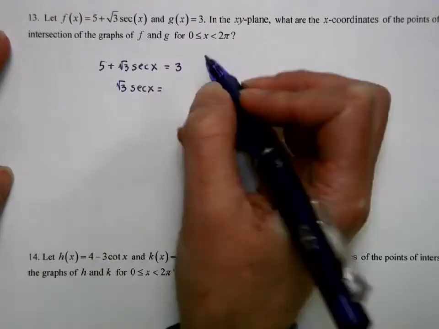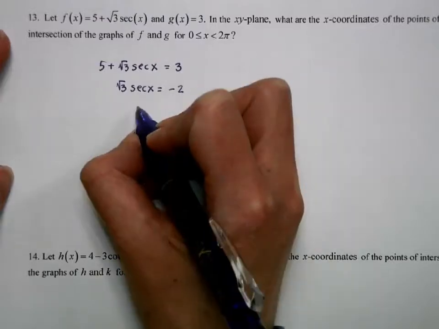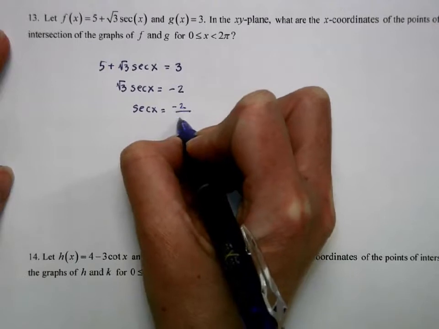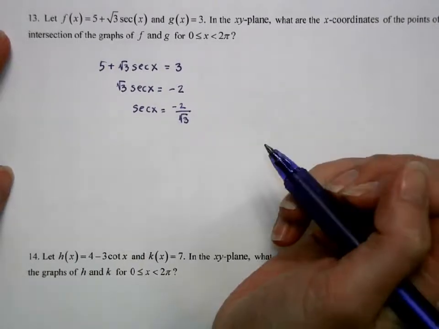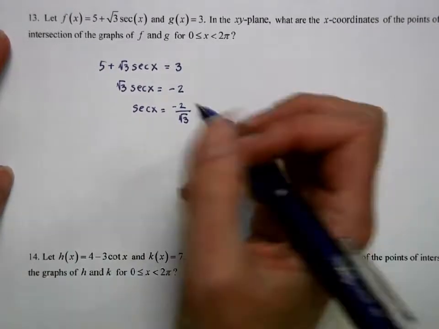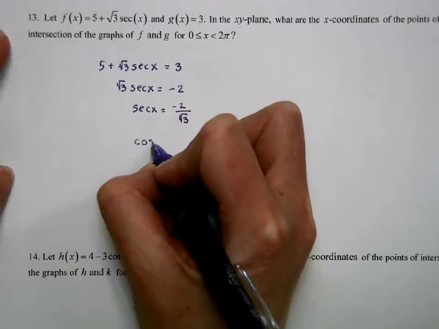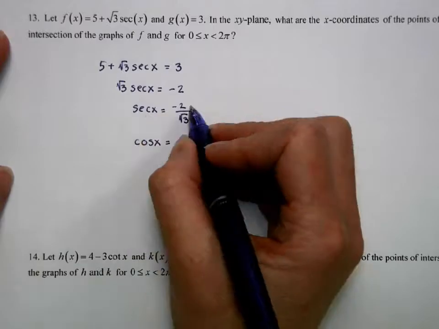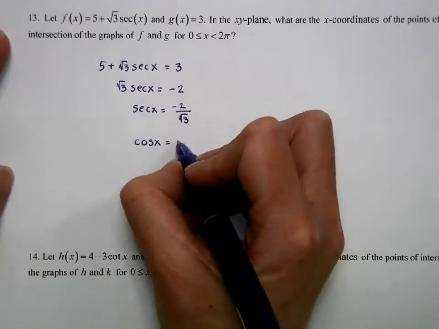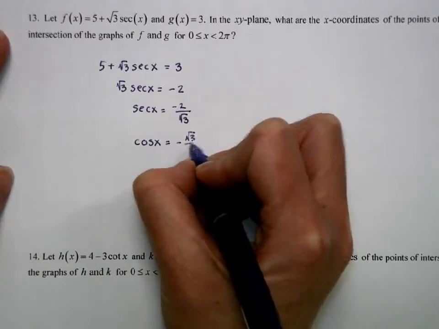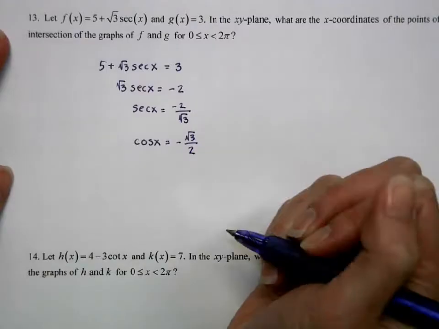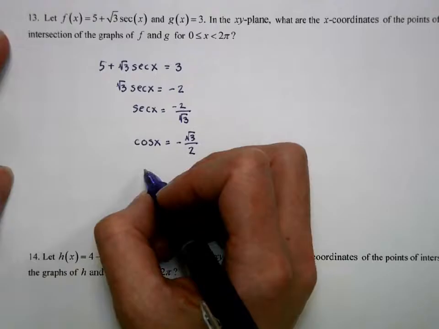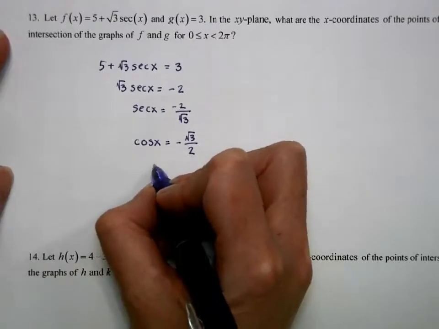So secant is -2 over root 3. We're just not as familiar with secant values. We are quite familiar, however, with cosine values. So cosine is the reciprocal of secant. So if we're looking for secant to be -2 over root 3, we're looking for cosine to be -root 3 over 2. That's going to occur along x's in our negatives. Will be 5 pi over 6 and 7 pi over 6.